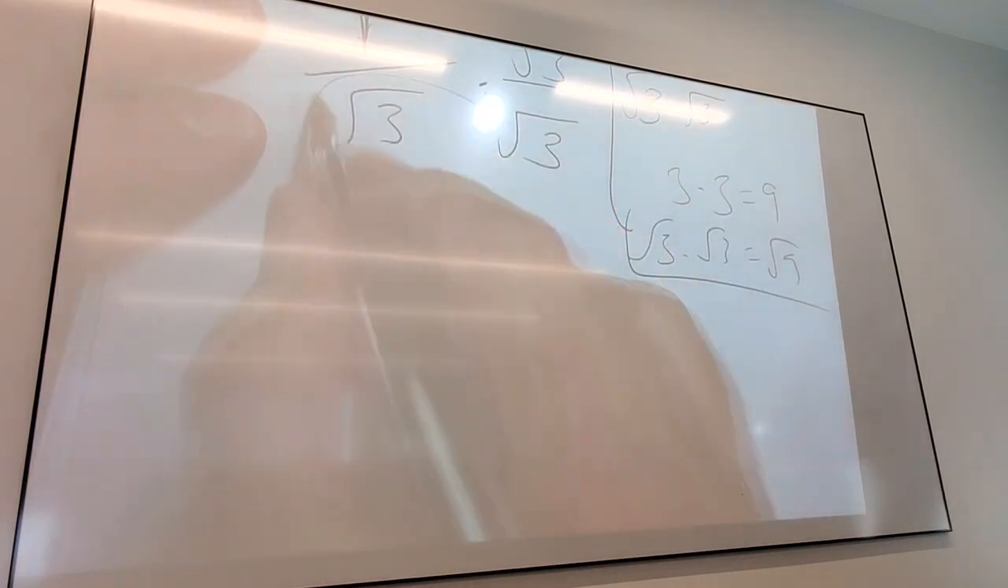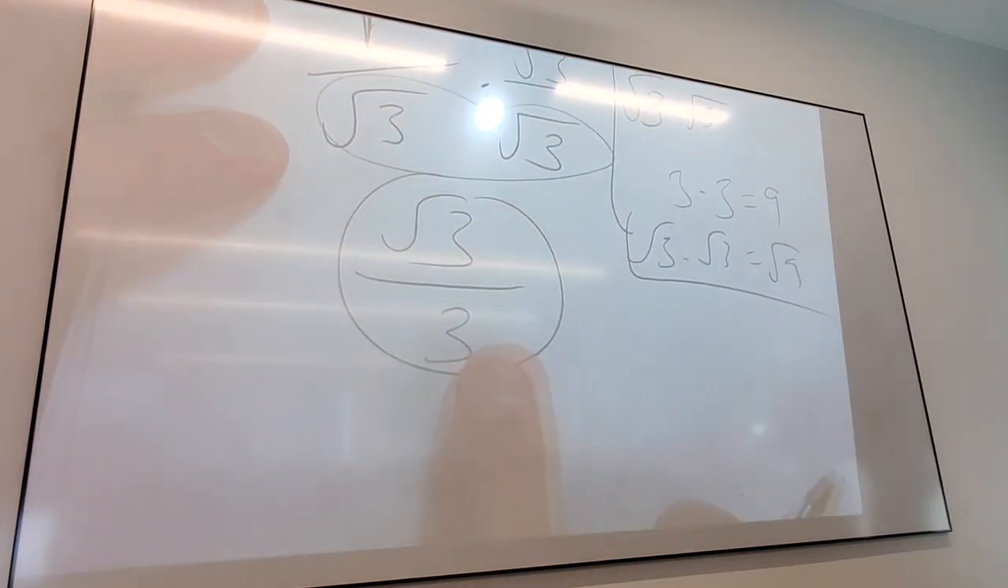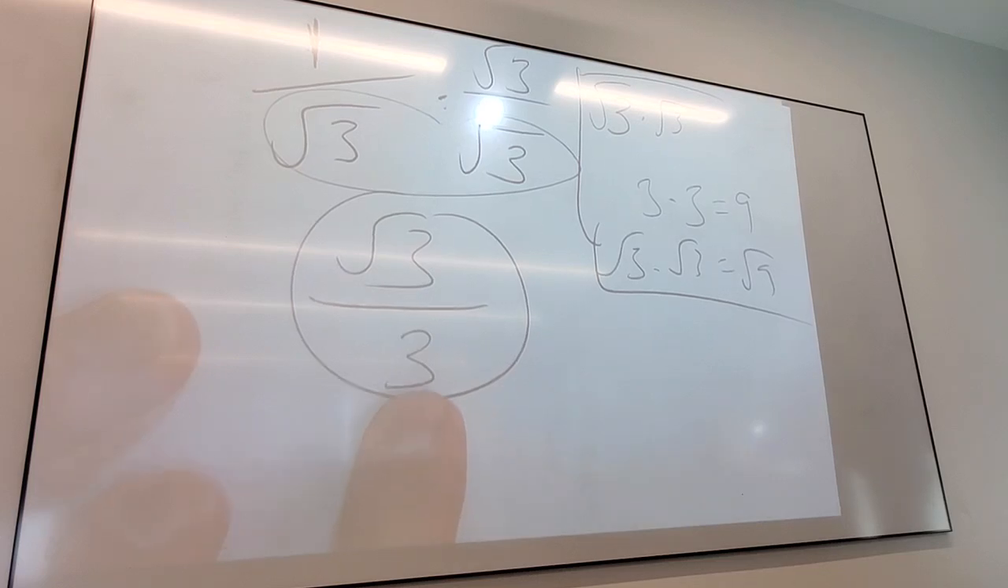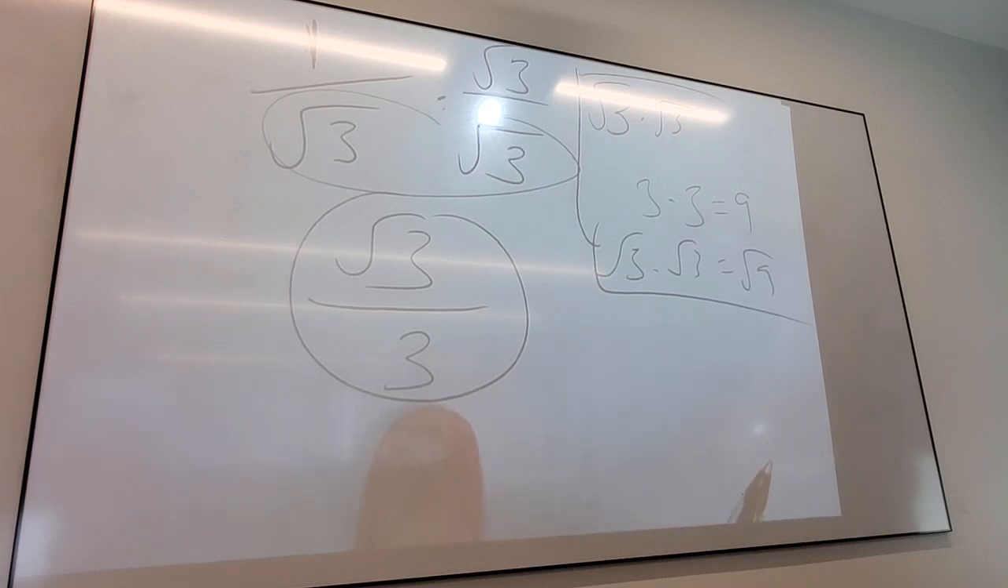So this would become 3. This is what's called rationalization. I have rationalized the bottom. Why do we call it that weird thing? Because I've made the bottom become a rational number.